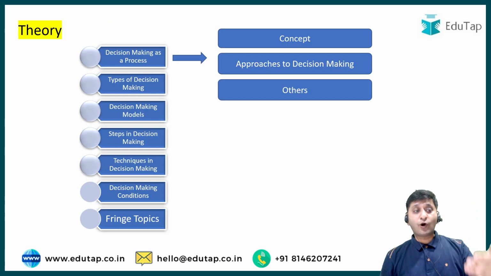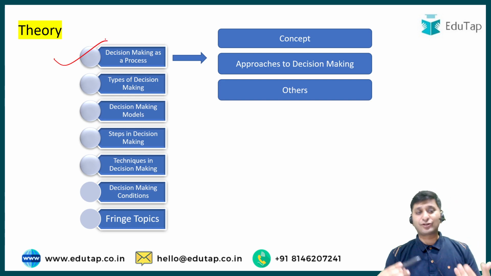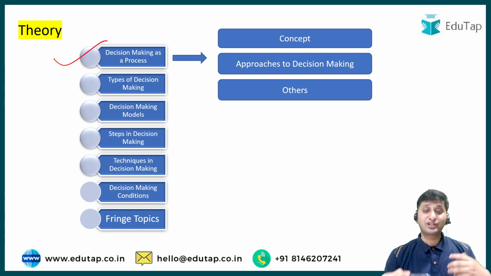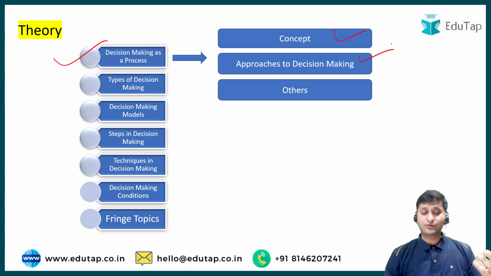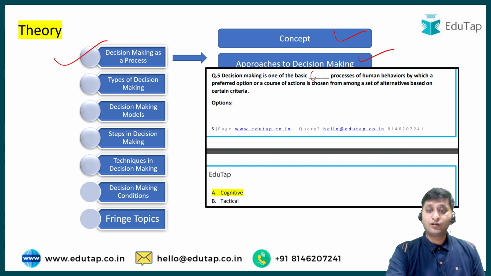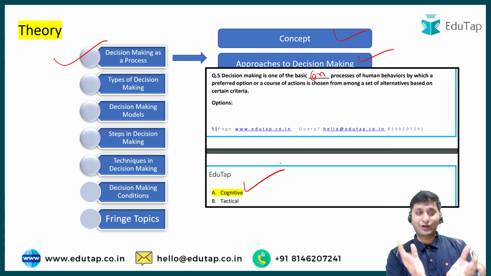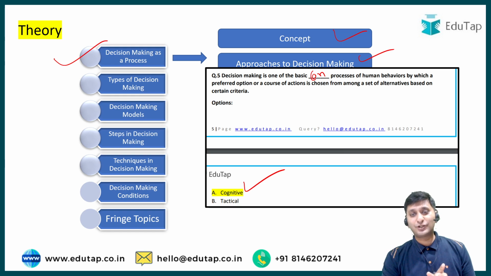So what all you need to study, as in the breadth of topics: first, you should have a very good understanding of the basics of decision making as a process. What is the concept? What are the approaches to decision making? Last year there was one question on the basics of decision making, as in decision making is one of the basic cognitive processes. This was the answer, right? Only if you know whether it is cognitive or some other kind of process will you be able to answer this question. So basics को पढ़िए, decision making की approaches को पढ़िए. That is the first thing.